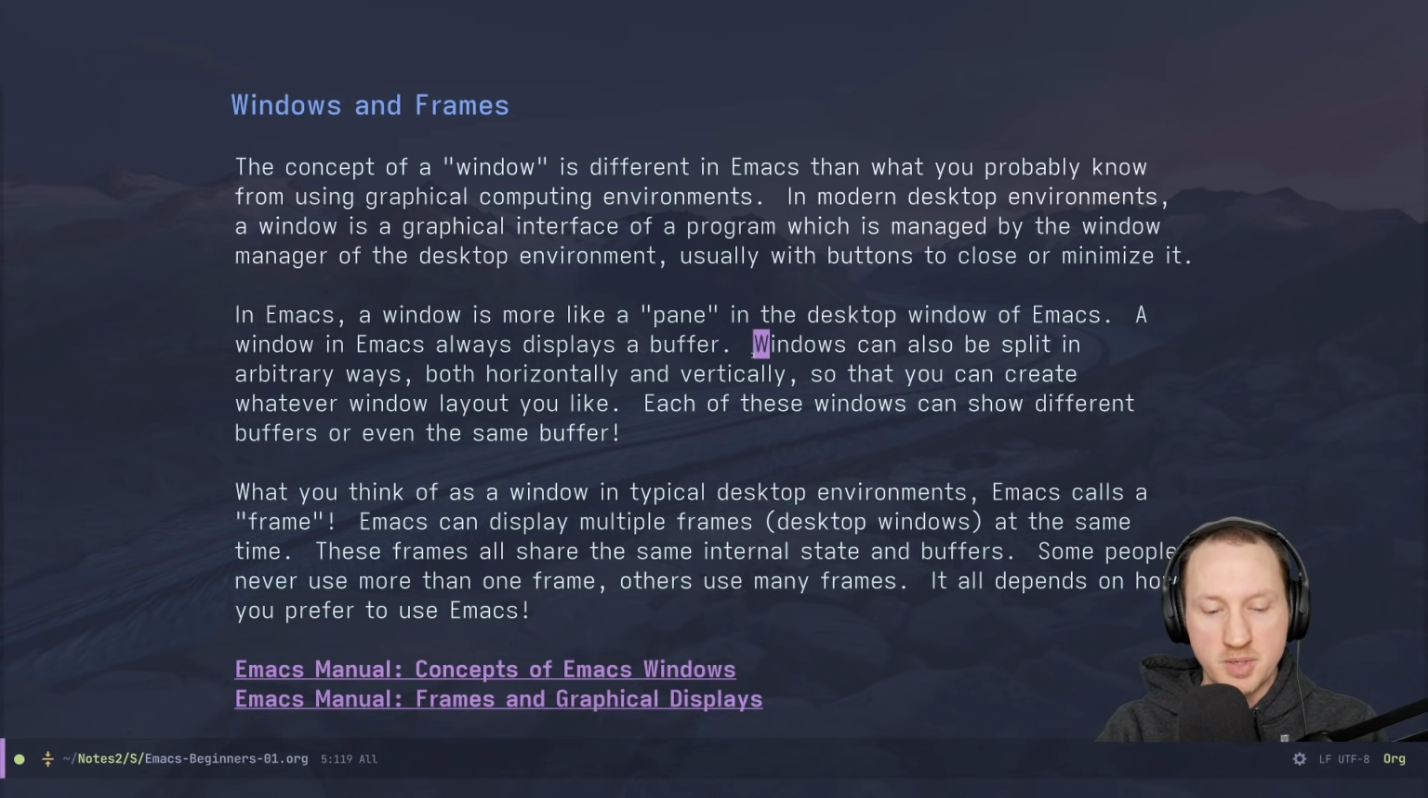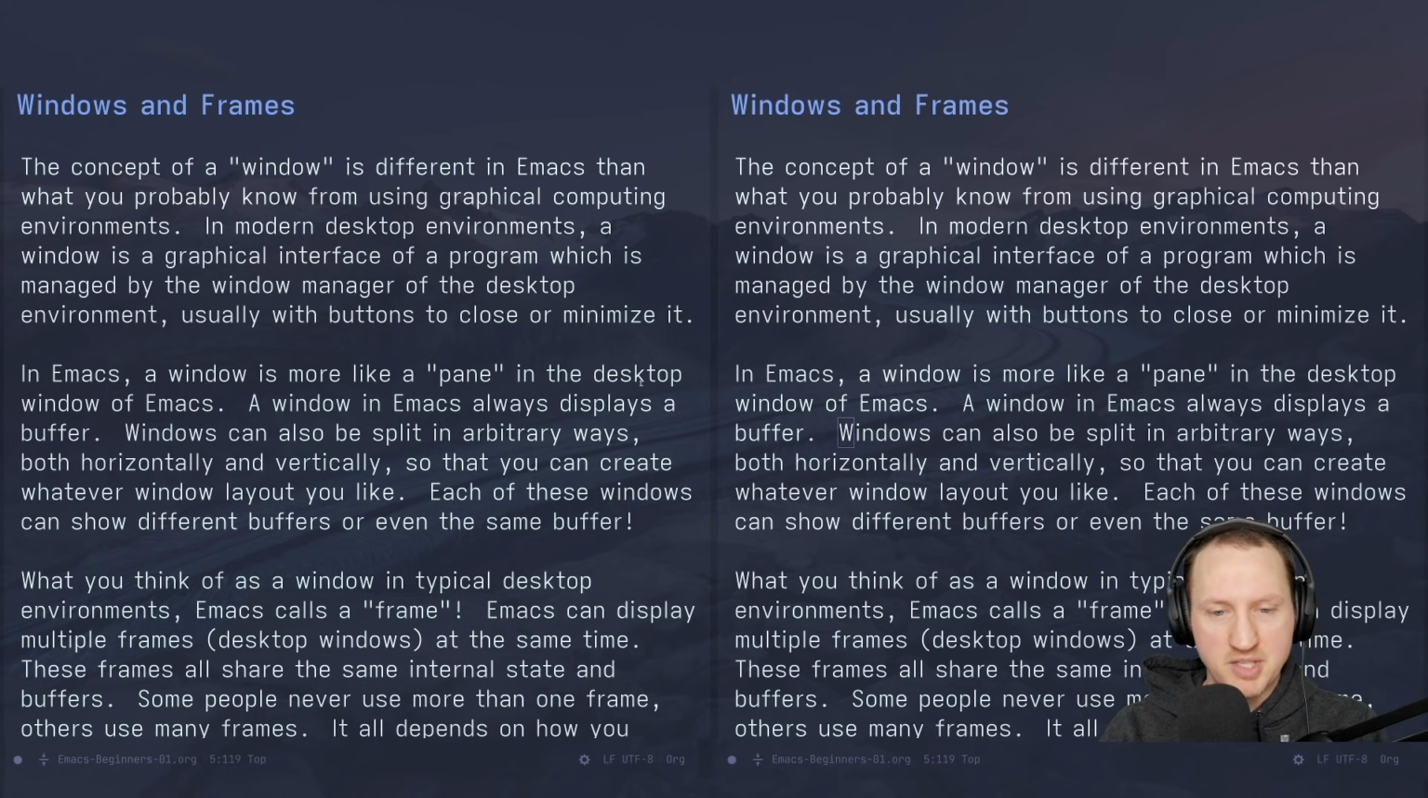So let me actually just demonstrate that for you. I'm going to do, is it a horizontal split or a vertical split? Let's see. It's a vertical split, I think. So basically, I'm splitting that one window you're looking at into two. So now I have two windows visible side by side.